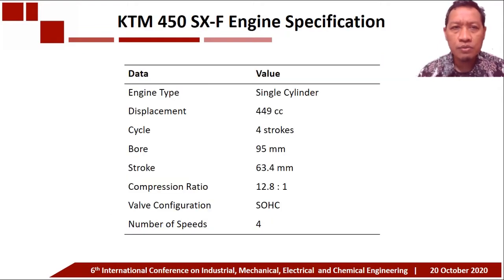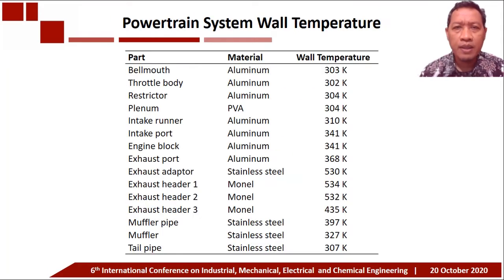This table shows the KTM 450 SXF engine specification used in this research. Engine type single cylinder, displacement 449 cc, cycle 4-stroke, bore 95 mm, stroke 63.4 mm, compression ratio 12.8, valve configuration single, number of speed 4. This table shows the powertrain system wall temperature setting. The first column shows the part, the second column describes the material used, and the third column the wall temperature setting.